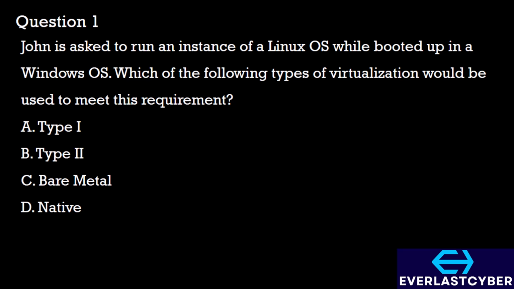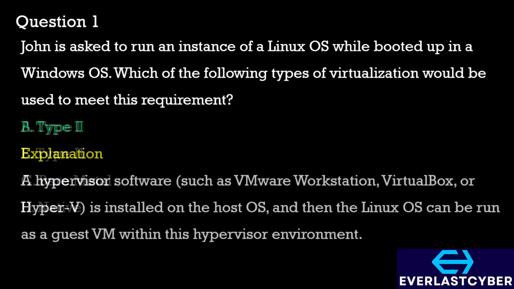So in this type of virtualization, the hypervisor runs directly on the hardware without a host operating system. Option D, native, doesn't directly relate to virtualization types, but it refers to running software directly on the underlying hardware, or natively within an operating system without virtualization. So with an explanation of these options, the best option to go with is option B, the Type 2.